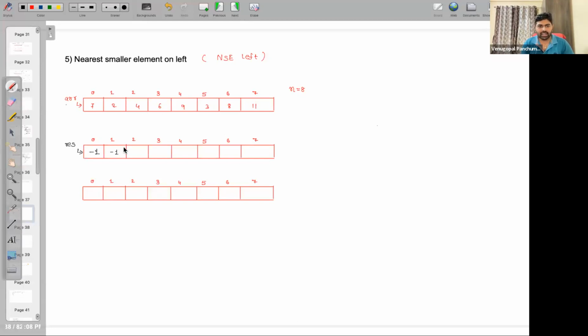Okay, so see its left side, how many elements are present. Now, if you take this element, its left side, two elements are there. Out of that, one element is small. So straight away, I'm going to take that element.